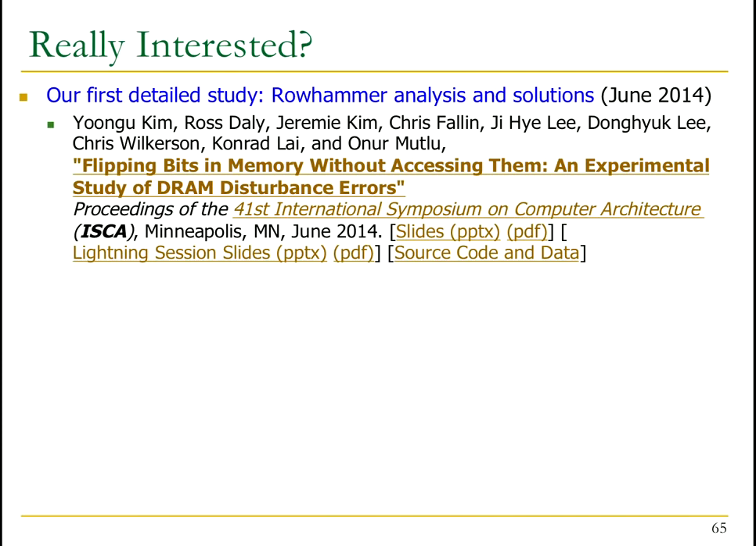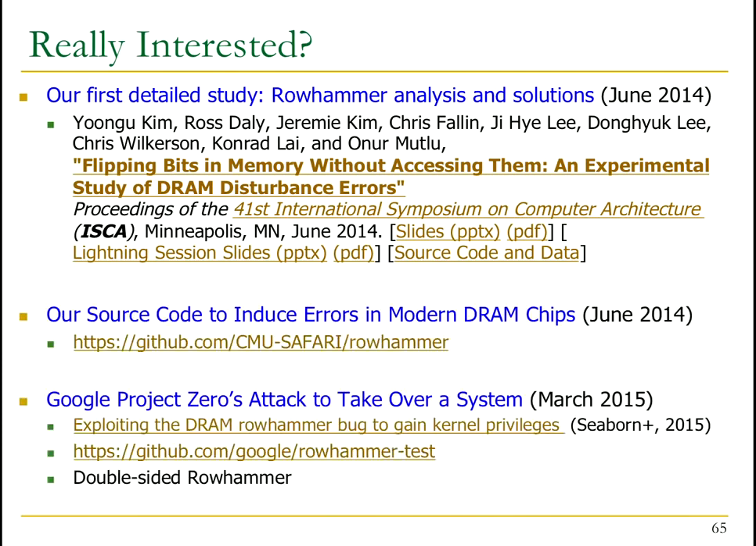Okay, so if you're really interested, this is the paper where we discussed RowHammer the first time. This is our source code. This is Google's source code and attack, so you can look at that. Google's source code is actually very, very interesting because it does double-sided RowHammer. Instead of single-sided RowHammer, it hammers a victim row from both sides.